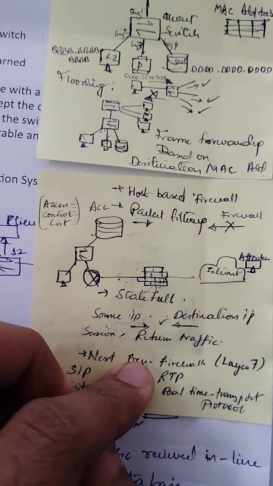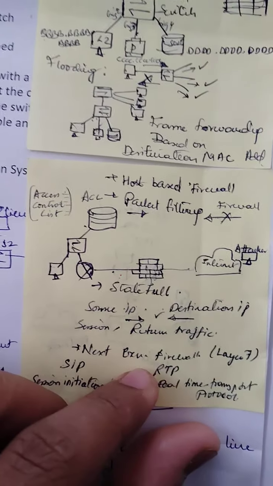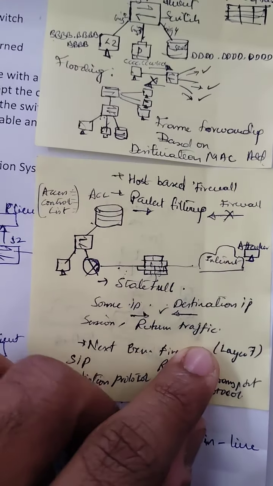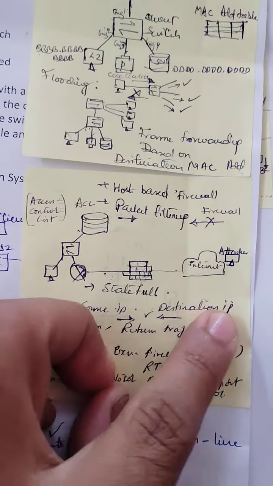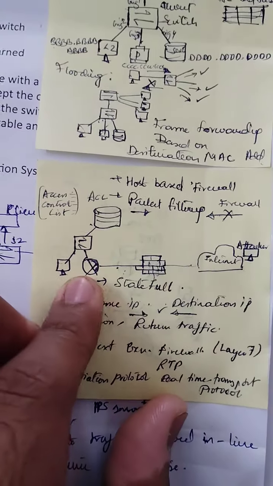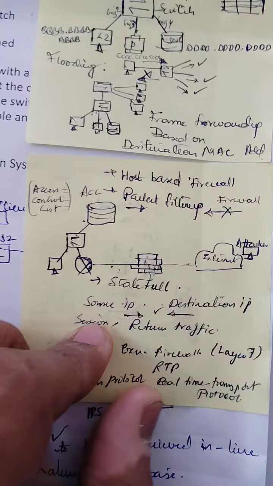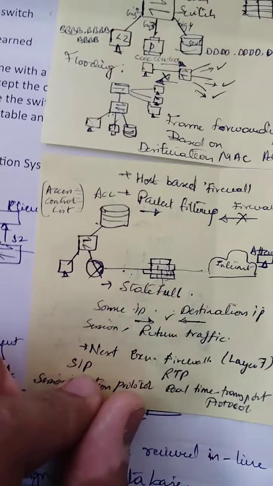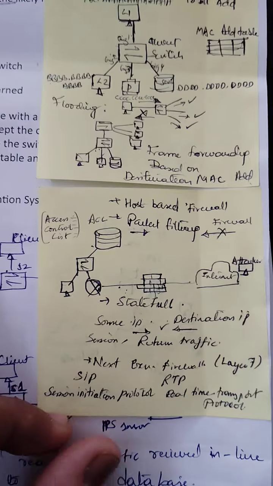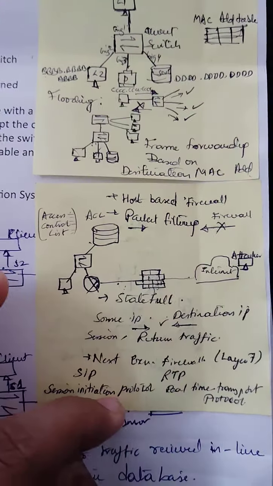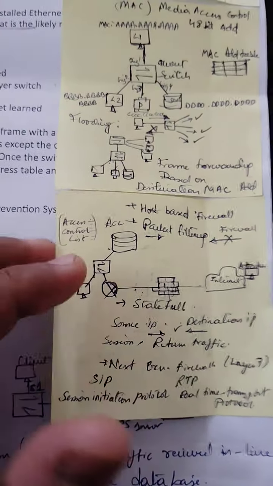That is called a session, and return traffic can be received through source IP and destination IP. That is called a stateful firewall. And the next generation that we are using right now works at layer 7. These will be discussed in a moment, so you have to wait for that.